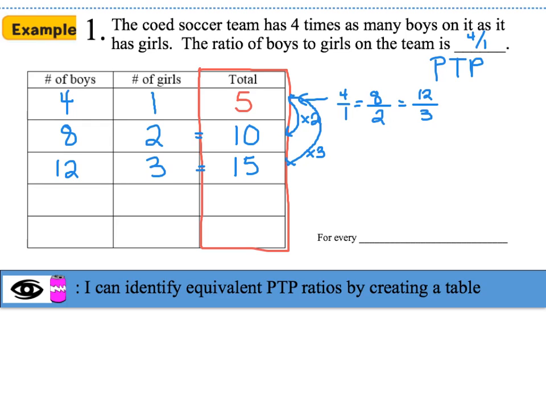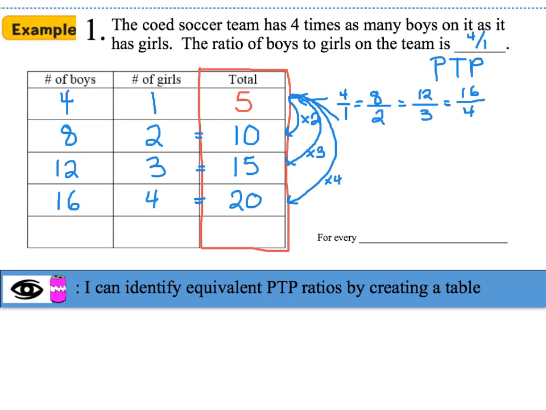Now we can scale forward again. I'm going to multiply that by 4. So I can write 16 boys, because 4 times 4 is 16. 1 times 4 is 4 girls. And 5 times 4 would be 20 total students. Notice if I add 16 boys plus 4 girls, I still get my 20 total students. So another equivalent ratio would be 16 boys over 4 girls.